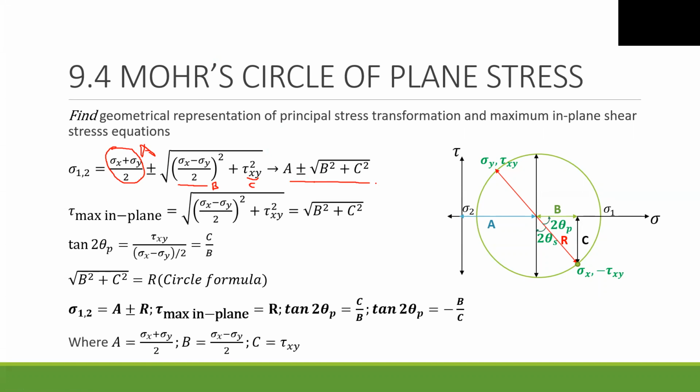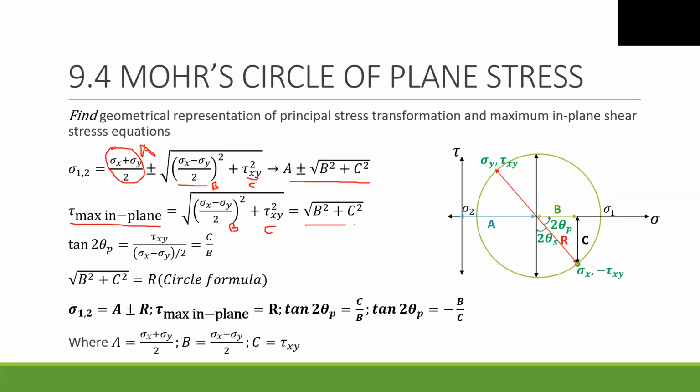So what does this value mean? I want to draw a shape of this diagram. Also, I want to write the tau maximum in plane, the maximum in-plane shear stress value, which you can remember: sigma x minus sigma y divided by 2. I also symbolize that as B. So, B squared plus C squared.